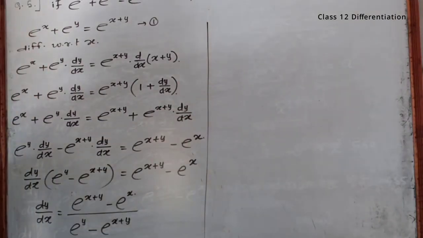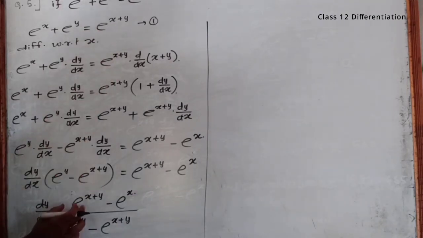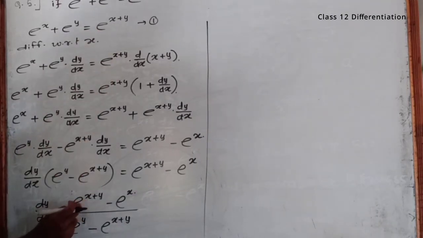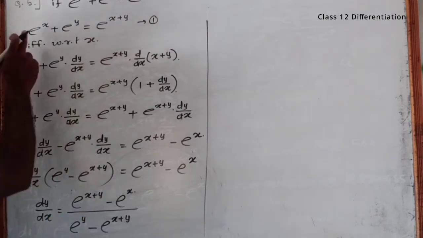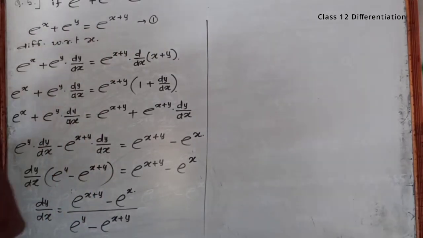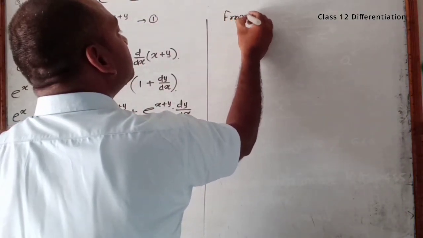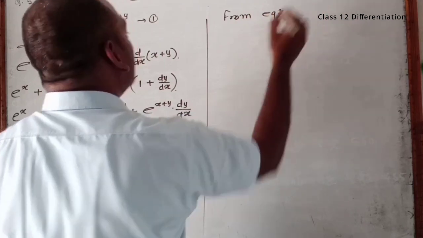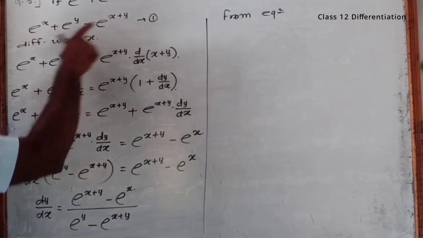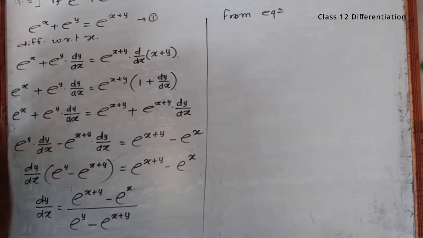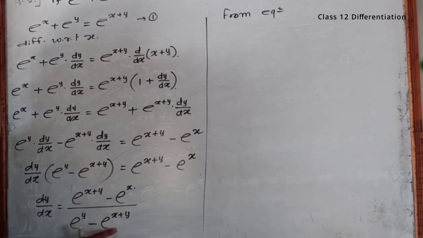After this, from equation 1 we substitute here e raised to x plus y. In place of this, from equation 1 we substitute e raised to x plus e raised to y. So from equation 1, remember e raised to x plus y can be written e raised to x plus e raised to y. So here in the place here and here we are putting the value.